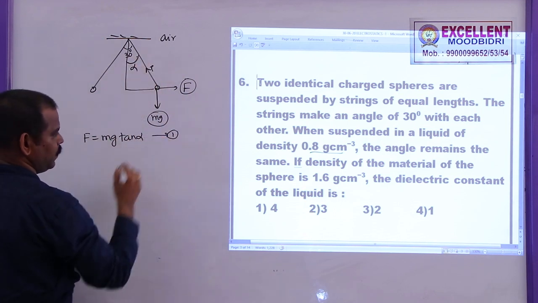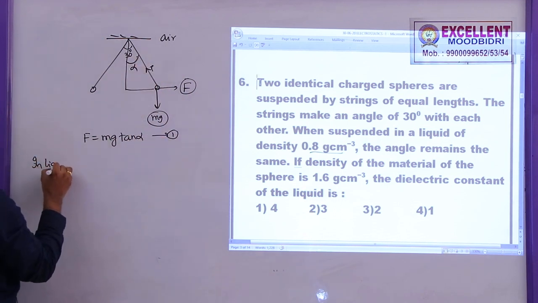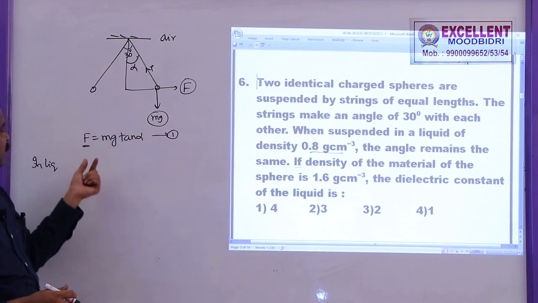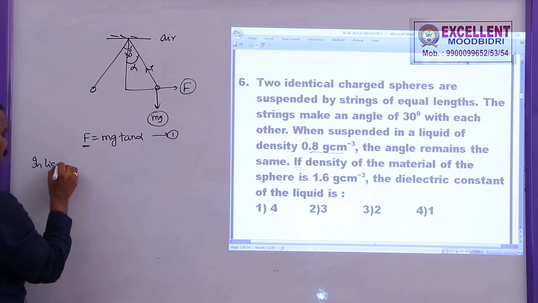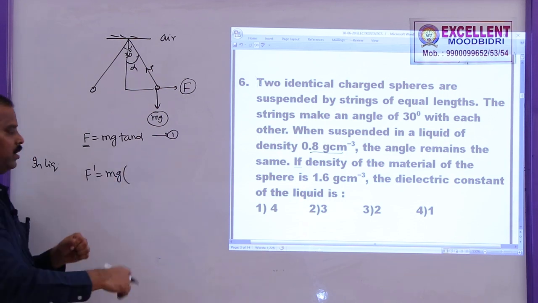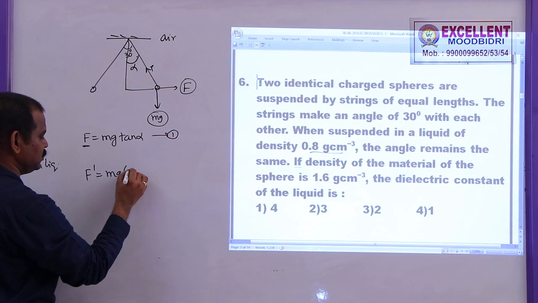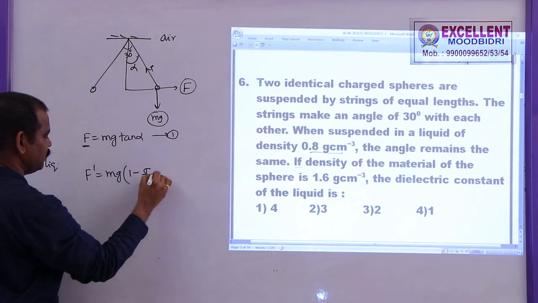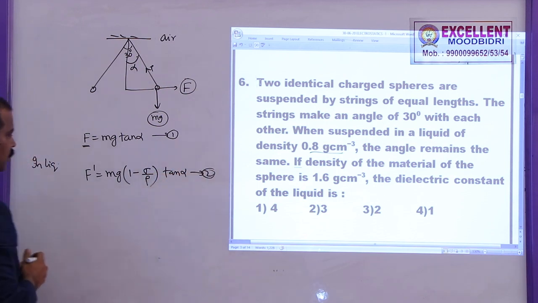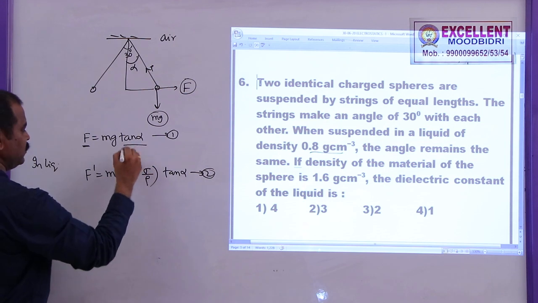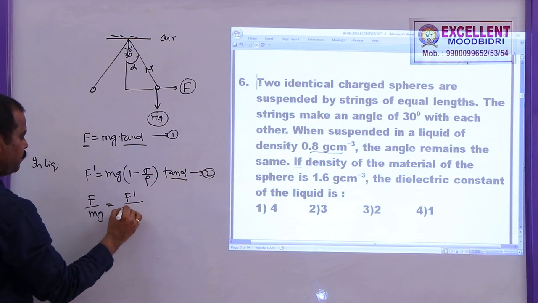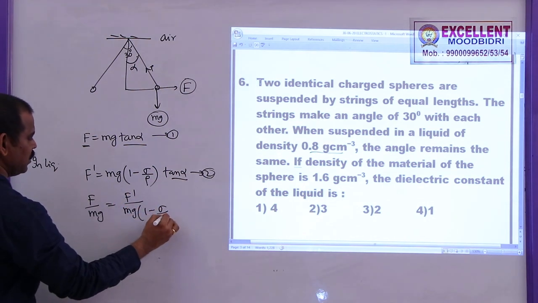This is equation 1. This force is 1 by 4 pi epsilon naught q1 q2 by r square. But when suspended in a liquid, this force decreases by k times. So in a liquid, this will become F dash. Also, the apparent weight will change as mg into 1 minus sigma by rho. This is the apparent weight into tan alpha, equation 2. Now, as the angle is the same, F by mg is equal to F dash by mg into 1 minus sigma by rho.